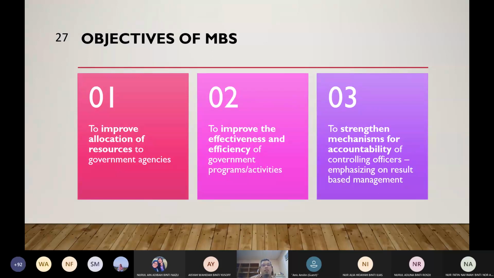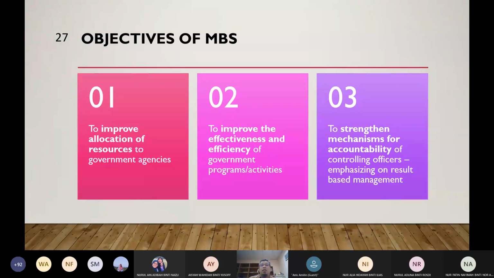Okay, so look at the objective: to improve allocation of resources. I think it is quite consistent from one technique to another, one improvement to another, and from one budget reform to another. Still, the main aim is to improve allocation of resources, to improve effectiveness and efficiency of government program activities. Okay, this one is a bit more visible in the case of MBS, to achieve efficiency and effectiveness.